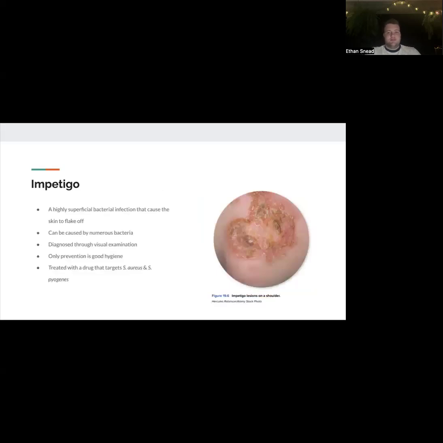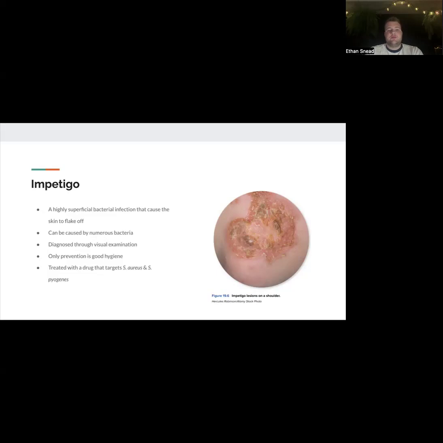I apologize if I'm mispronouncing this one. This is a highly superficial bacterial infection, and it causes our skin to flake off. It is not a serious disease, but it is highly contagious, and children are the primary victims of it. It can be caused by numerous bacteria, such as S. pyogenes and S. aureus, and they are both highly contagious as well.